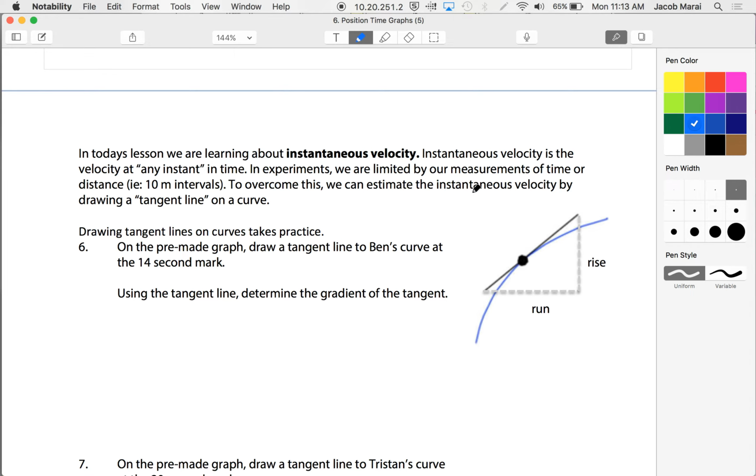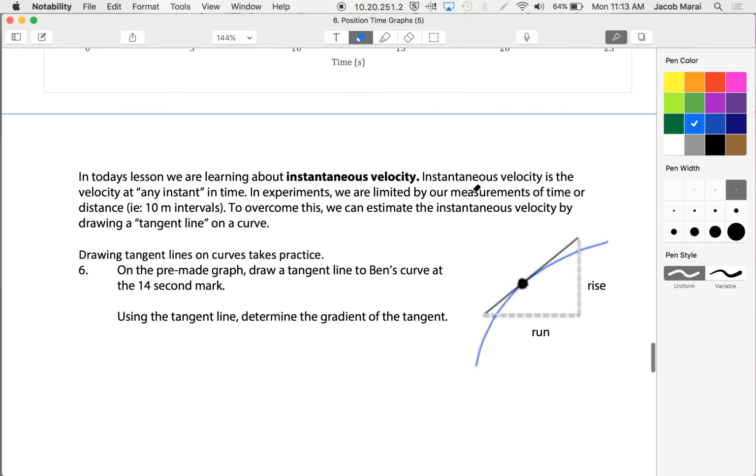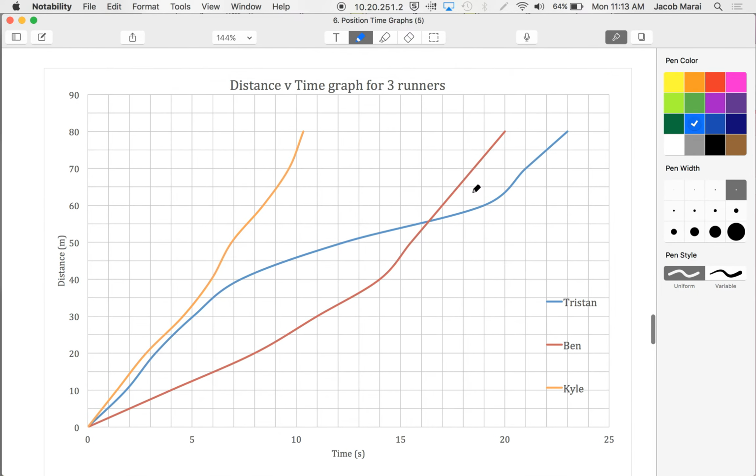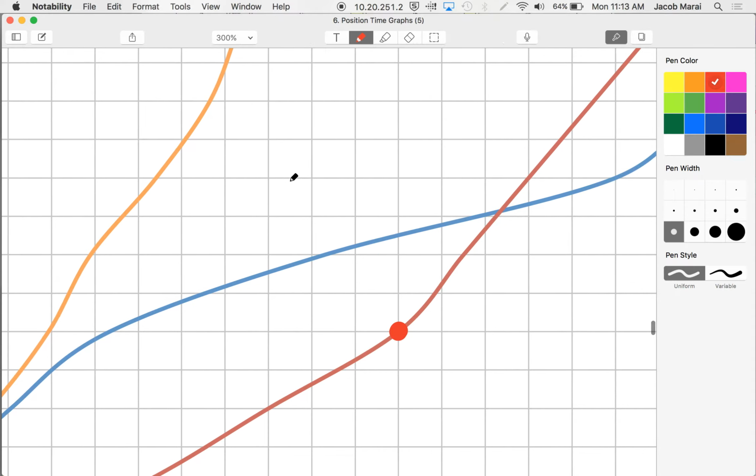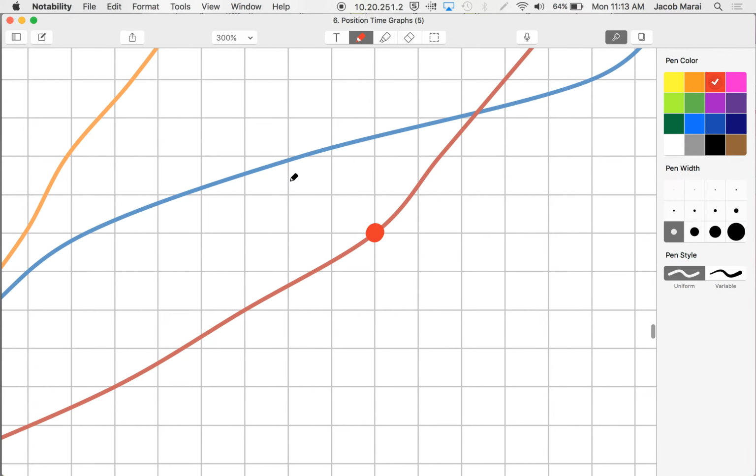So we want to find Ben's curve tangent line at 14 seconds. So Ben is the red, and we're going to go up to Ben. 14 is there. Boom. So I'm going to zoom in. Now, gentlemen, the trick with tangent lines is you need to draw it long enough, and I would stop on one of the lines. You can either stop at a vertical or a horizontal, but try and go from a vertical to a vertical or a horizontal to a horizontal.